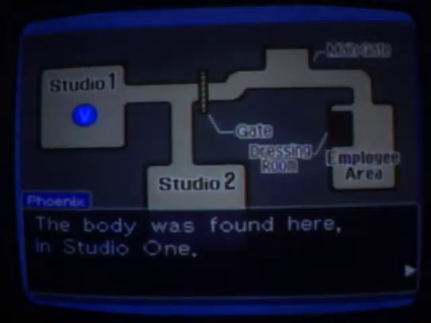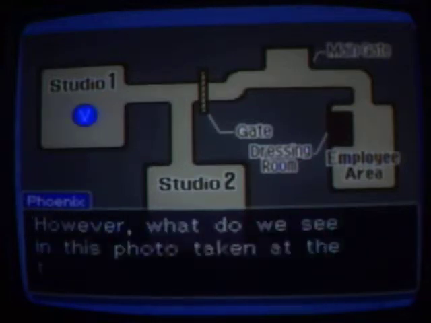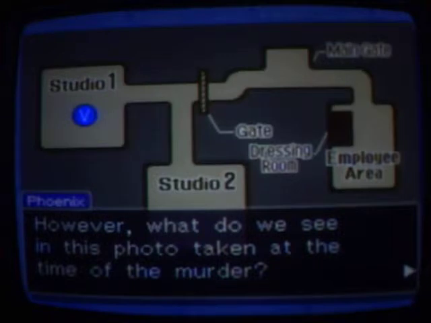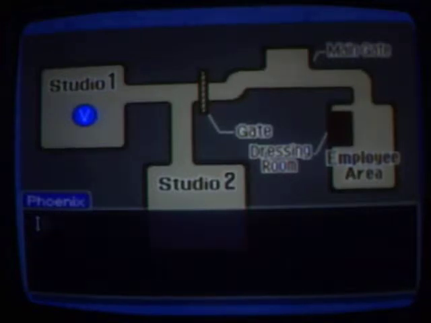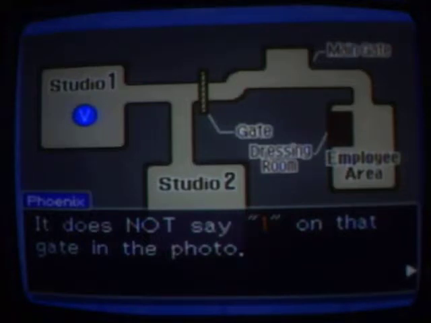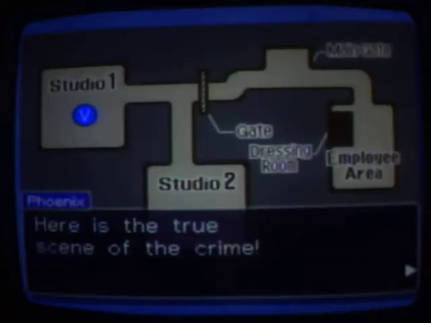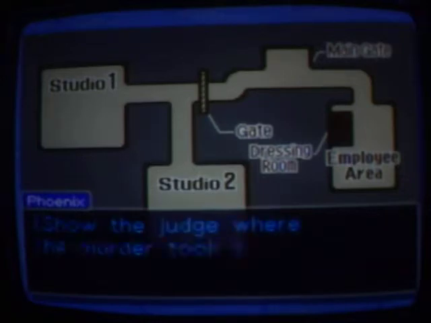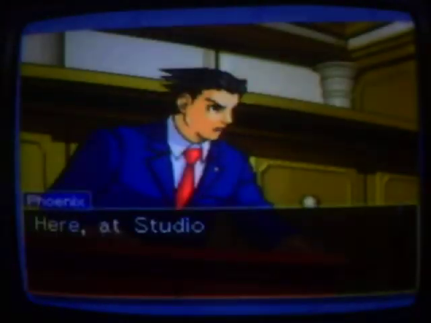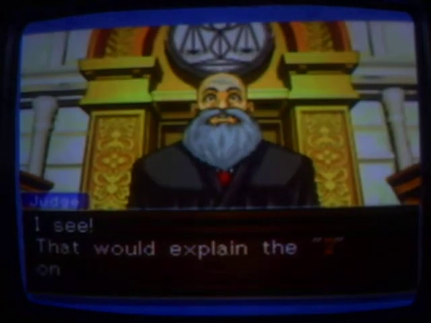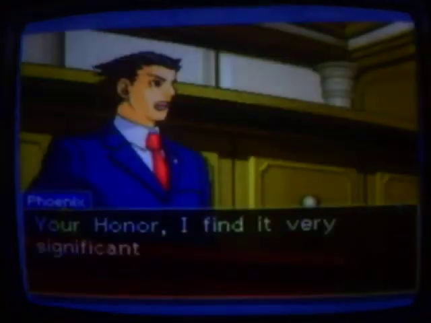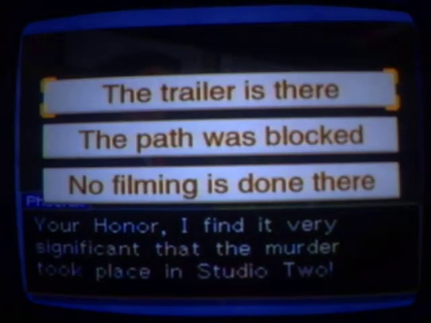I'll use the studio guide map. The body was found here in Studio 1. However, what do we see in the photo taken at the time of the murder? It does not say 1 on that gate in the photo, Your Honor. Here is the true scene of the crime. Show the judge where the murder took place. Here, at Studio 2. I see, that would explain the 2 on the gate in the photo. Your Honor, I find it very significant that the murder took place in Studio 2.